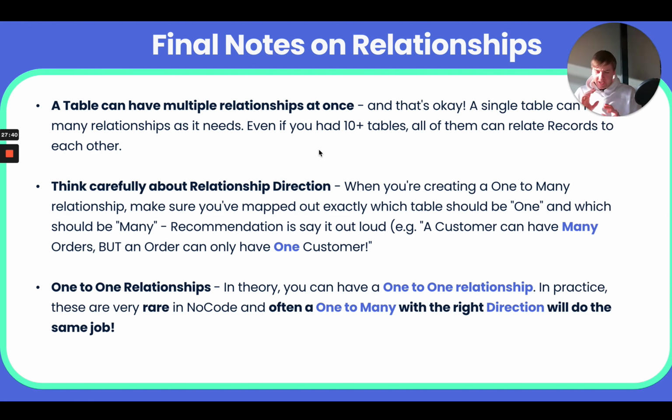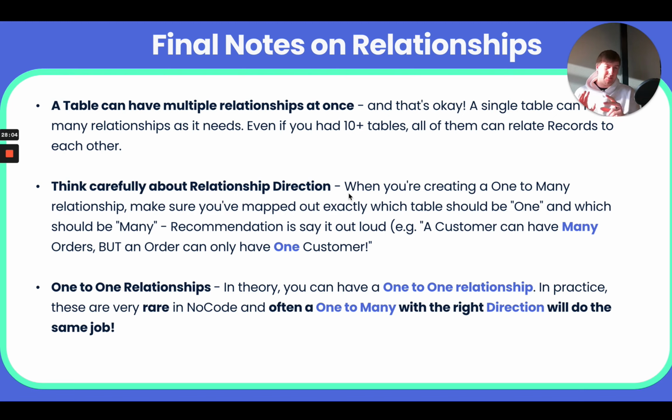Now, as I've said, I'm just going to reiterate it one more time. Think really carefully about relationship design, or sorry, relationship direction, because this is where things tend to go wrong in the design. Make sure you've mapped out exactly which table is going to be the one, exactly which one should be the many. And as I mentioned, a few lessons from now, I'm going to talk you through how I do that as well.